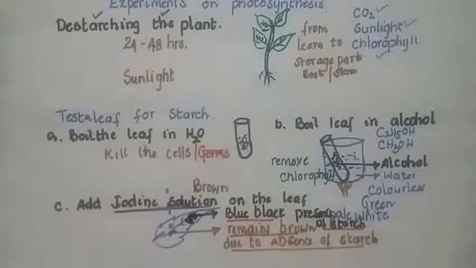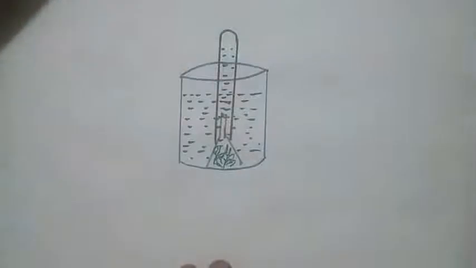Then you're going to add iodine solution. So wherever you find the color is changing to blue-black, indicates the presence of starch. Wherever you find it remains brown, it shows the absence of starch. Yes, children. So these are the common steps for all the experiments which I will discuss along with your textbook. Fine. Moving on to the next experiment.